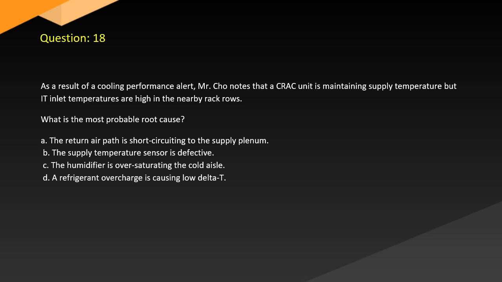A. The return air path is short-circuiting to the supply plenum. B. The supply temperature sensor is defective. C. The humidifier is oversaturating the cold aisle. D. A refrigerant overcharge is causing low delta T.